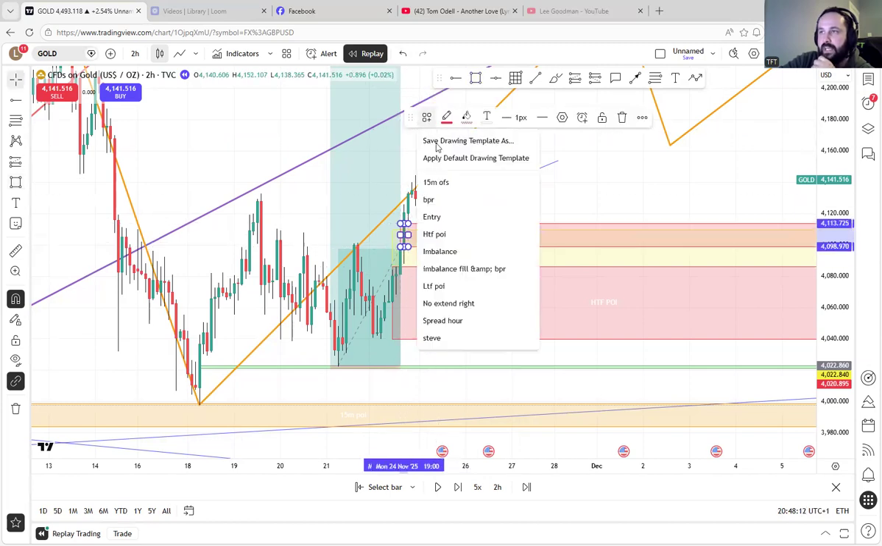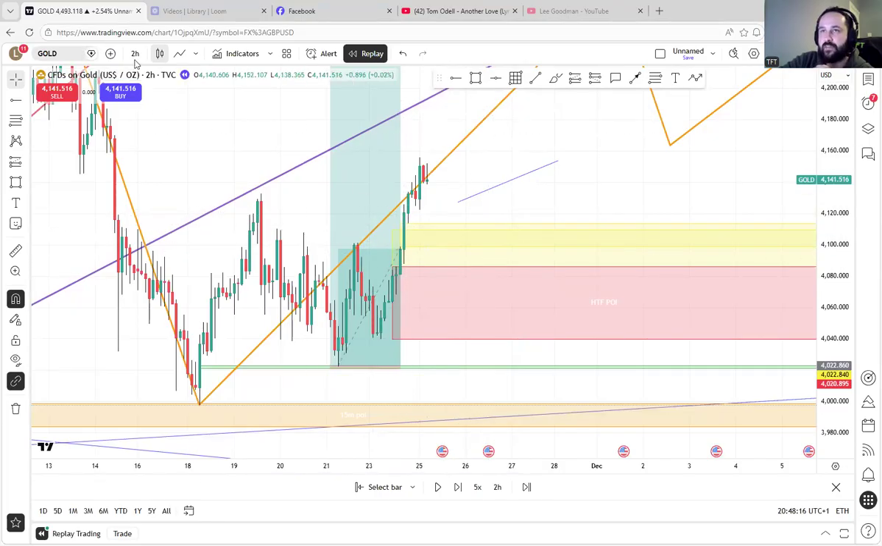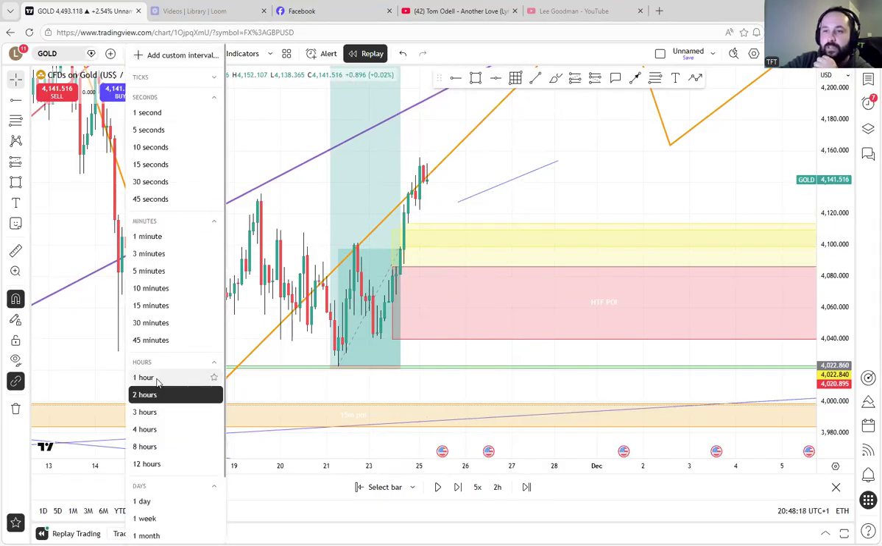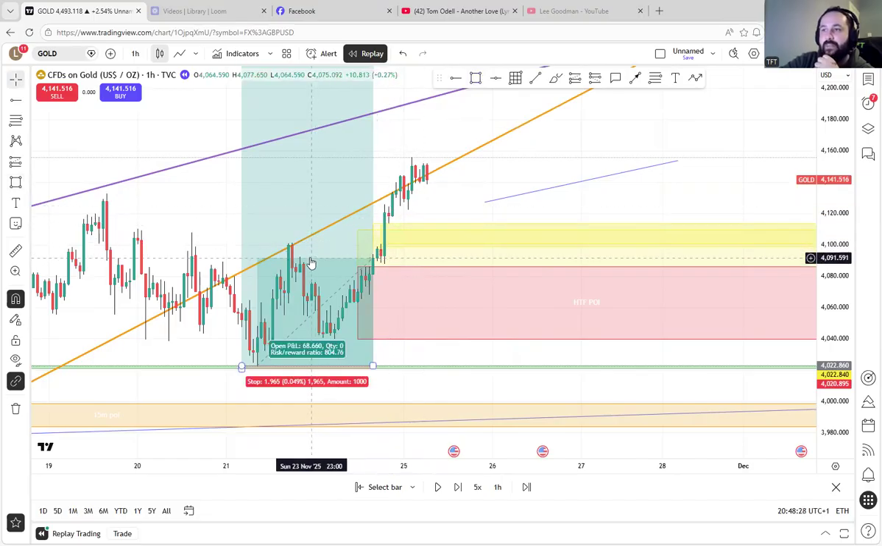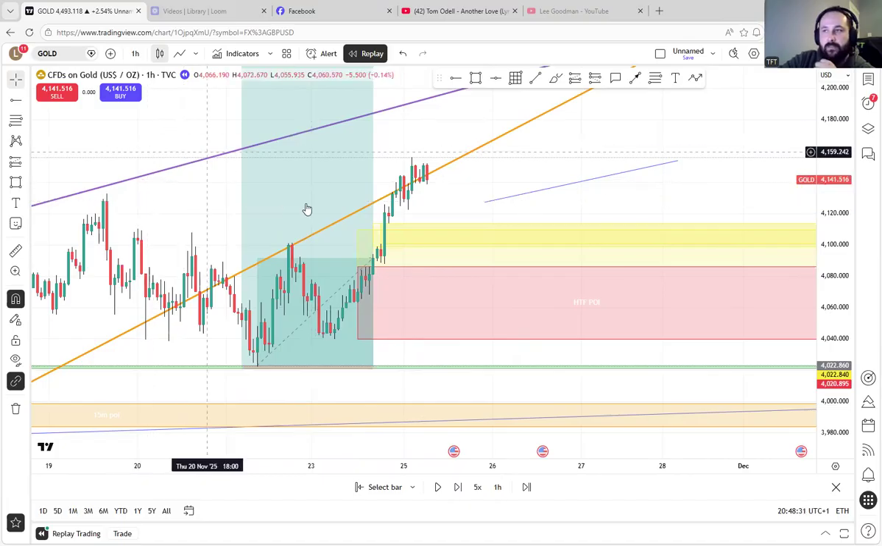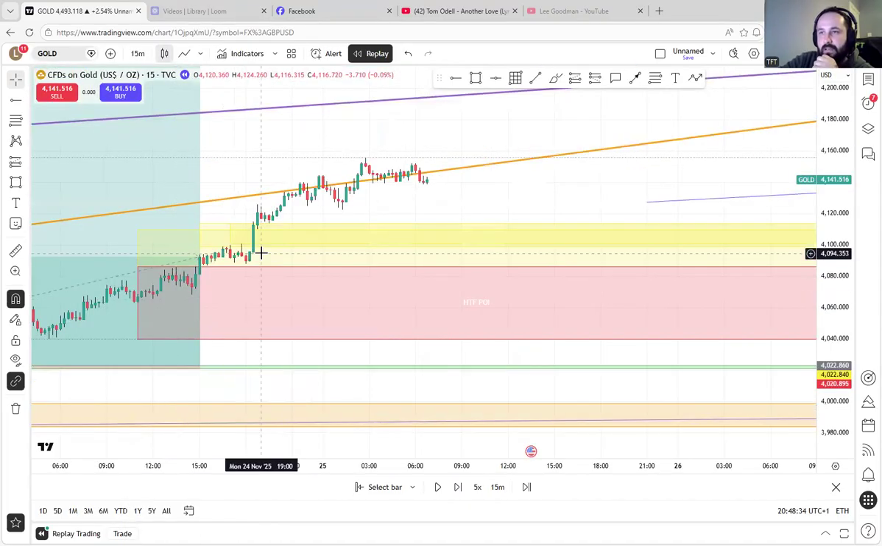I'll chain it all yellow so you can kind of see. So imbalance has changed from the 4 hour to the 2 hour. We'll do the 1 hour. Changes slightly again. Now every one of these time frames, the imbalance is going higher and higher. I'll jump straight to 15 from there.